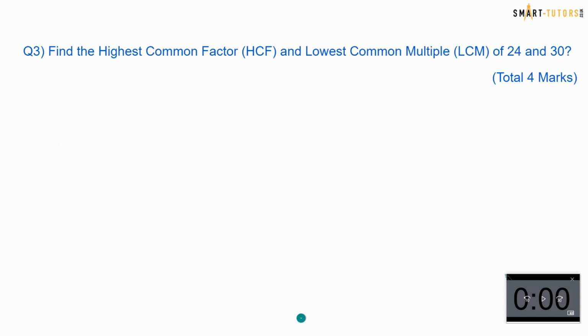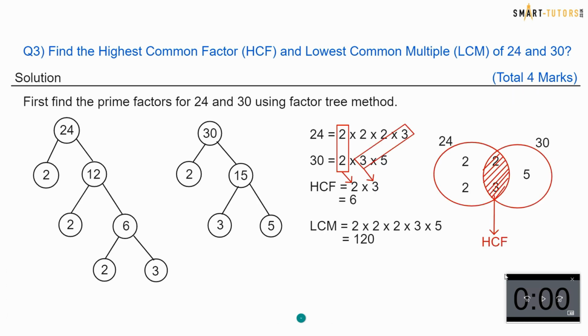Question number 3: find the highest common factor, which is HCF, and the lowest common multiple, LCM, for 24 and 30. It's a 4-mark question. The answer for the question is HCF is 6, LCM is 120. Let me explain how to do this question.